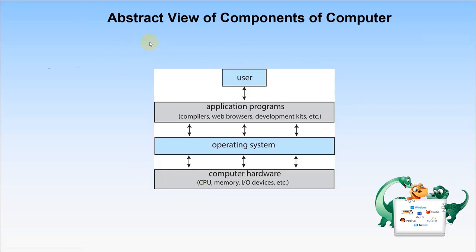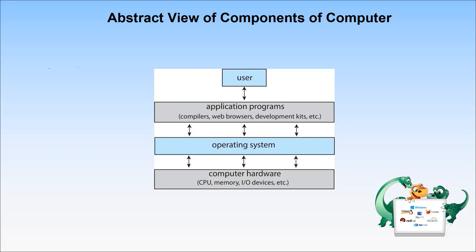Now let's talk about the abstract view of the components of a computer system. Basically we have users, application programs, operating system, and computer hardware. We could say that a computer is the hardware plus the operating system plus apps plus users. The OS serves as the interface between the hardware and the apps and users. The OS provides services for apps and users. The OS manages resources, like a government model; it doesn't produce anything.